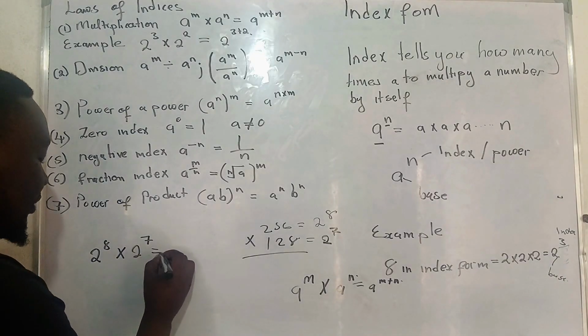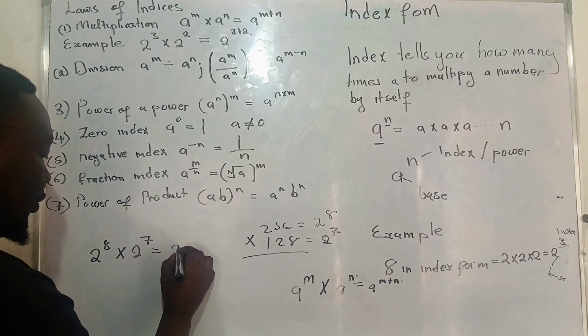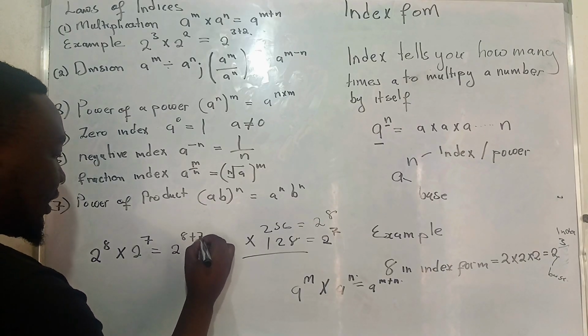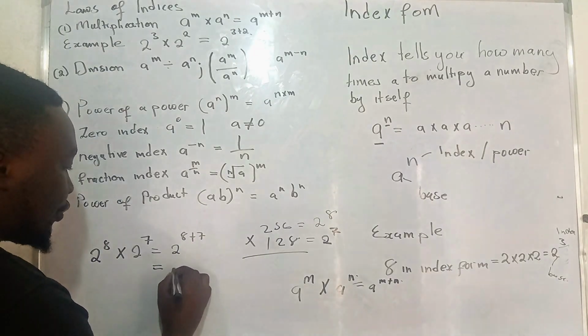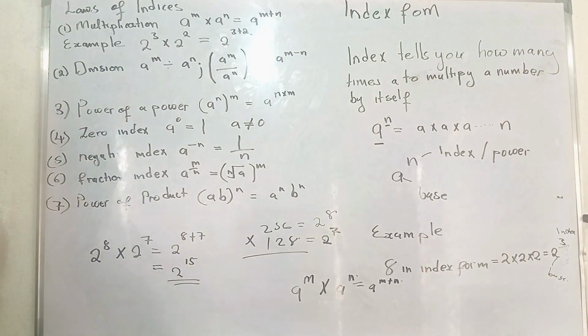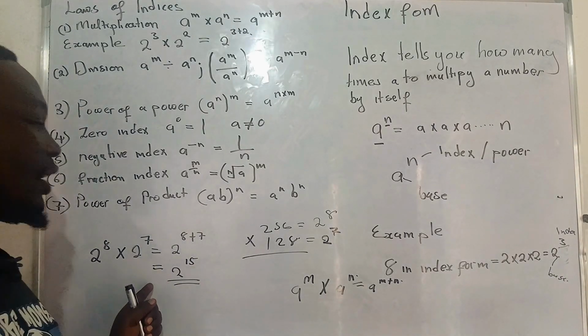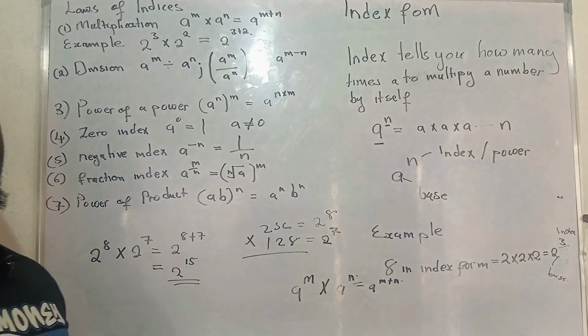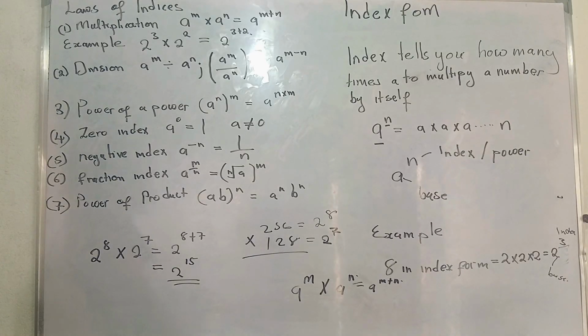So let's do the same here. 2, 2. So we're going to have 2 to the power 8 plus 7. So this is equal to 2 to the power 15. So you see, this is a cleaner way of doing complex calculations. You use index form. So that's why the early merchants invented index form, so that they could do complex calculations.